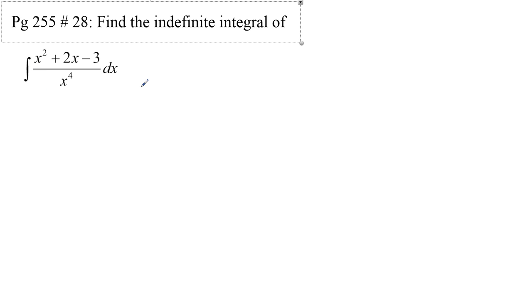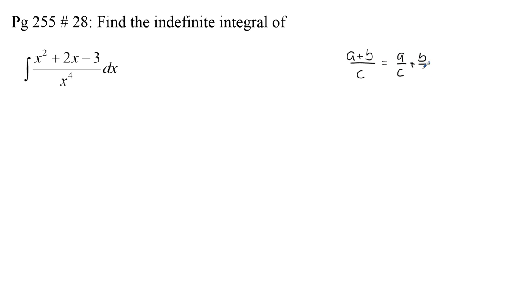Okay, so this thing here, again, there is no quotient rule for integrals, so we're going to have to rewrite. So the first thing I want to use is I want to say that if I have a plus b over c, I can rewrite that as a bunch of fractions. I can make it a over c plus b over c, just like that. I'm going to do that with all of these, and my first rewrite is going to be x squared over x to the 4th plus 2x over x to the 4th minus 3 over x to the 4th, all dx.